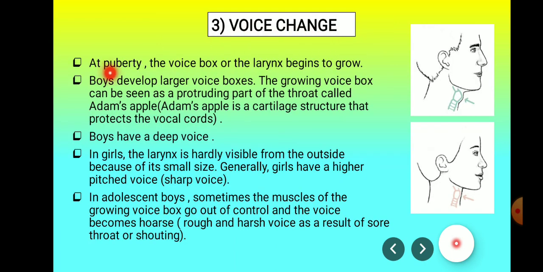Voice change. At puberty, the voice box or the larynx begins to grow. Boys develop larger voice boxes. The growing voice box can be seen as a protruding part of the throat called the Adam's apple. Adam's apple is a cartilage structure that protects the vocal cords. So boys have a deep voice. Whereas in girls, the larynx is hardly visible because of its small size, and girls have a higher pitched voice. In adolescent boys, sometimes the muscles of the growing voice box go out of control and the voice becomes hoarse. That is, a rough and harsh voice as a result of sore throat or shouting.